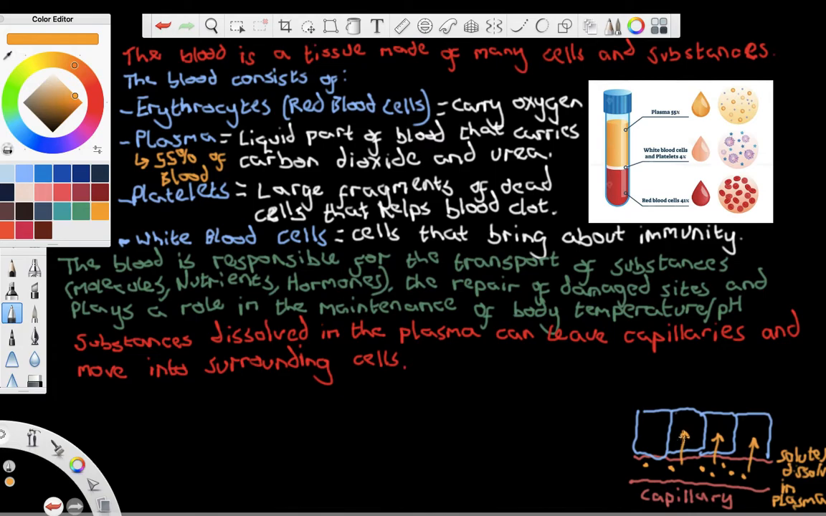Okay? So these are cells. And we've said that substances can leave the blood plasma in the capillary and move into surrounding cells. Now, wherever these solutes are found can change the osmotic potential or the water potential of the blood. So if there are lots of solutes in the blood, water is more likely to move into the blood down an osmotic gradient. Whereas if solutes move out of the blood, water is likely to leave the blood and go into surrounding cells.